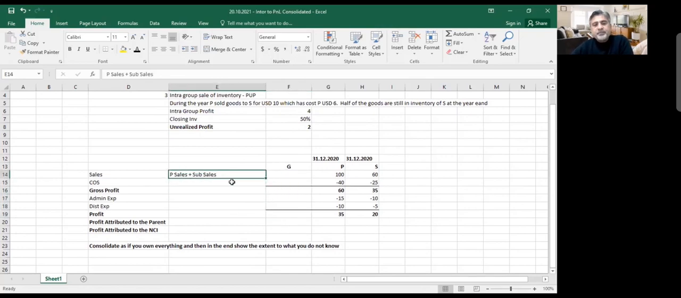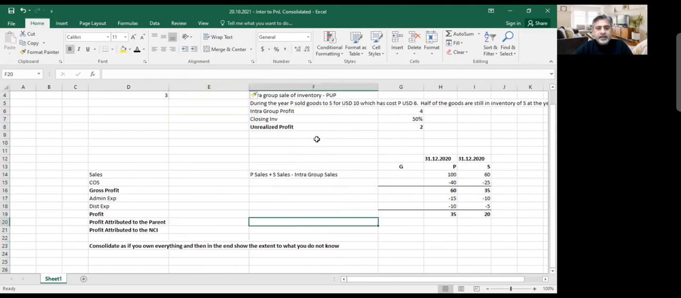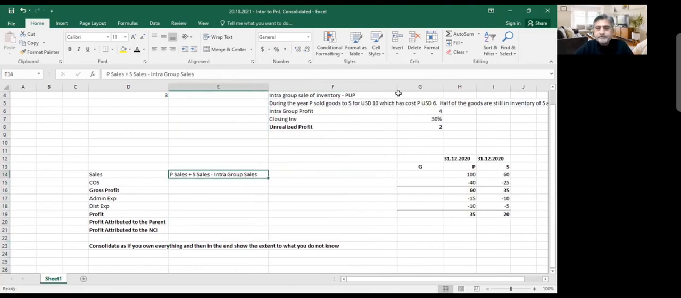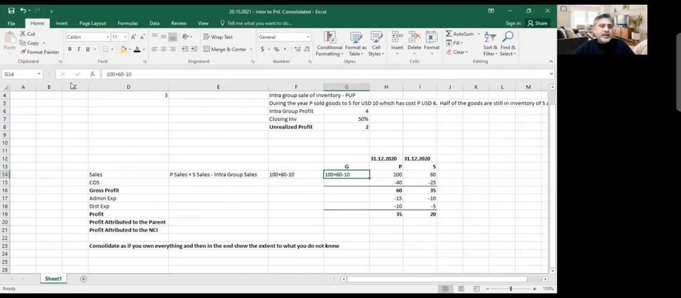So the rule is P sales plus S sales minus intra-group sales. This is how you should write it down. If you want, I can create one more column and take this thing here so that I don't have to delete it. I'm going to use numbers 100 plus 60 minus 10. Intra-group sale was 10. And I'll put the equals sign. Do you see this Excel file? Is it shared? Yes. So your group sales will be 150. You see the intra-group sales of 10 you have eliminated.